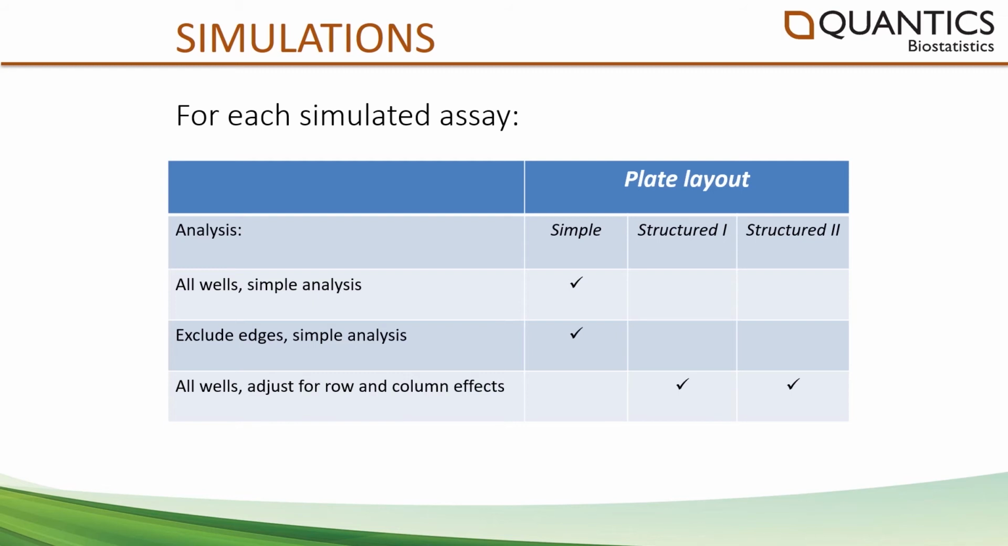We could also do that for the structured 2 plate layout. So what we're really aiming to do here is to do the best we can statistically with the data, and the best we can statistically is to adjust for rows and columns where that's possible, but where it isn't possible, to try an alternative approach to adjusting for the edge effects.